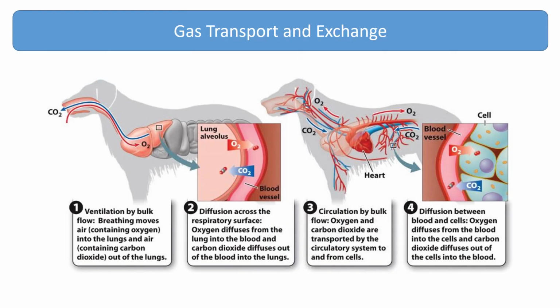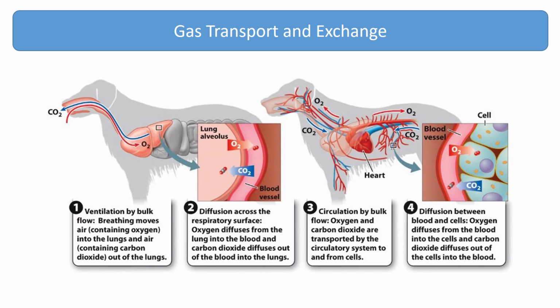Larger, more complex animals transport oxygen and carbon dioxide over long distances to cells within their body. In addition to diffusion, these animals rely on bulk flow, which is the physical movement of fluid over a given distance. Specialized pumps, like the heart, generate the pressure that is required to move the fluid. Bulk flow occurs in two steps to meet the gas exchange needs of cells in larger animals.